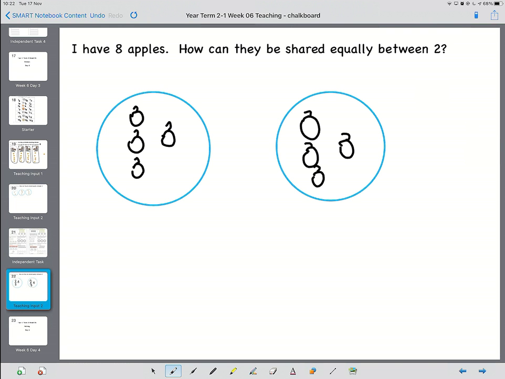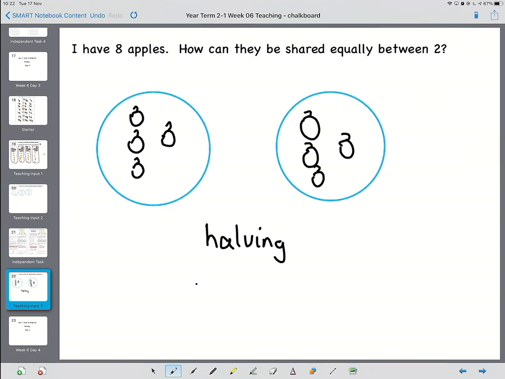8. Now that was quite easy, but what this is, it's got another name. When you share between 2, it's called something else. Does anybody know what that might be? Just have a think. Grown-ups, maybe you could encourage them to think about what we do when we divide between 2. But what this is called, and start the video when you're ready for the answer, what this is called is halving.